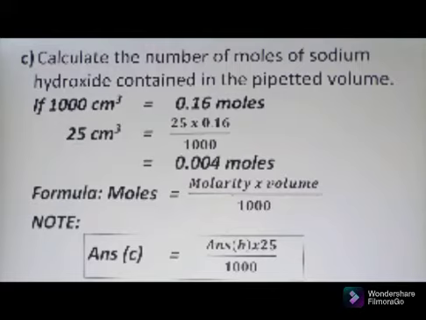Question C, I'm supposed to calculate the number of moles of sodium hydroxide that was used. Remember, my pipette was 25 cubic centimeter. So again, first principles: 1,000 cubic centimeter of that solution has 0.16 moles. What about 25? When you work out 25 multiplied by 0.16 divided by 1,000, you get 0.004. Remember, you can still use the formula that the number of moles is given by molarity multiplied by volume divided by 1,000.